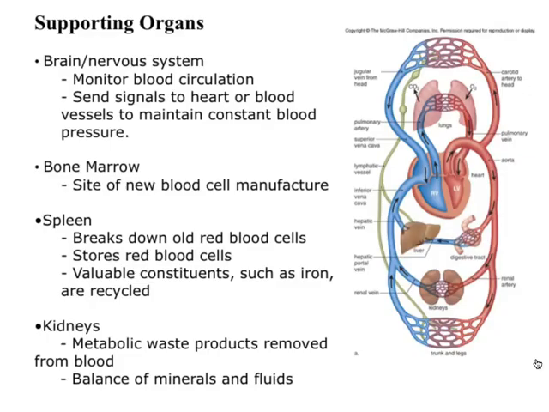So there are also supporting organs to the cardiovascular system. One, of course, is the nervous system, which helps to maintain the balance found in the components of the blood, and will exchange messages so that we can increase circulatory rates, decrease circulatory rates, or adjust other components in the blood to maintain homeostasis.